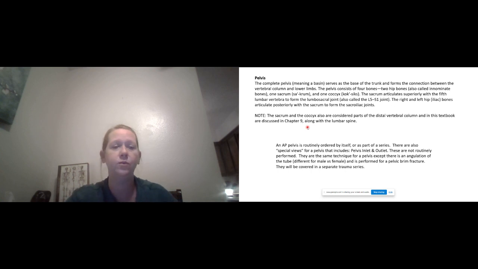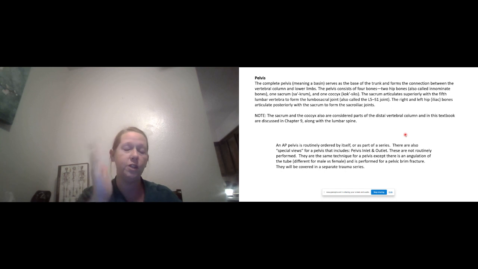So an AP pelvis is routinely ordered by itself or is done as part of a series. So at Miller Memorial Hospital, the series for a hip contains a pelvis. And there's also special views that we can do for a pelvis that are called the pelvic inlet and outlet, but those aren't routinely performed. They are the same technique for a pelvis, except that there is an angulation of the two, which is different for males and females, and it's performed to look for a pelvic brim fracture. And we're going to go over that in a separate whole trauma series.